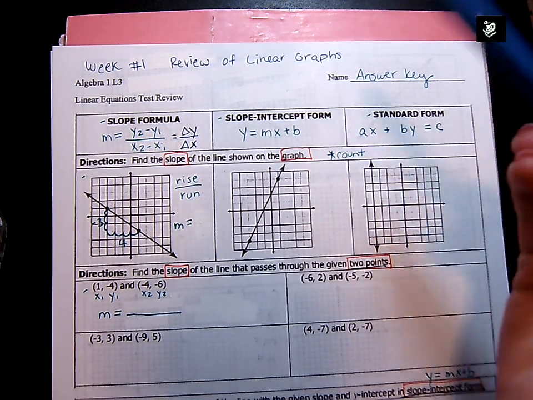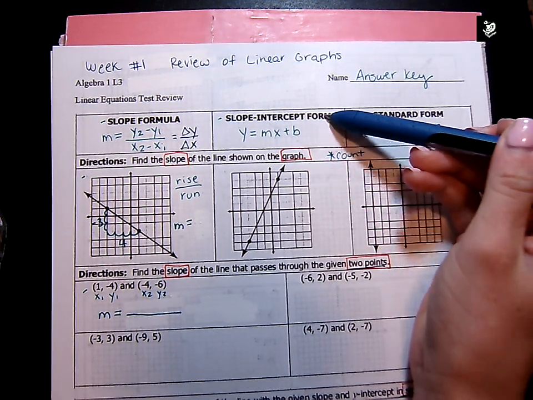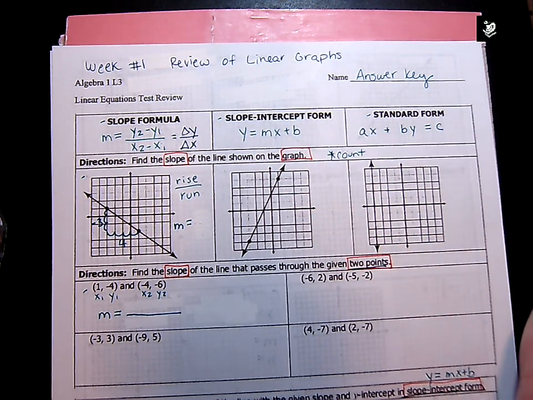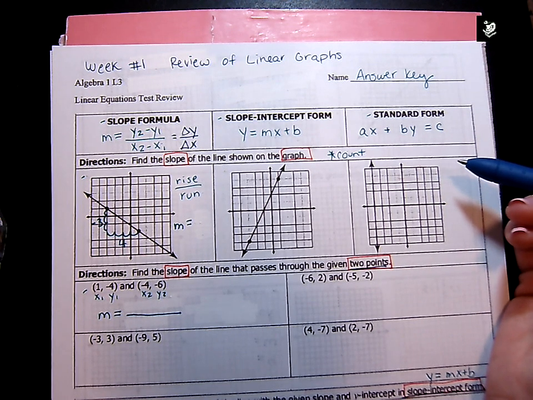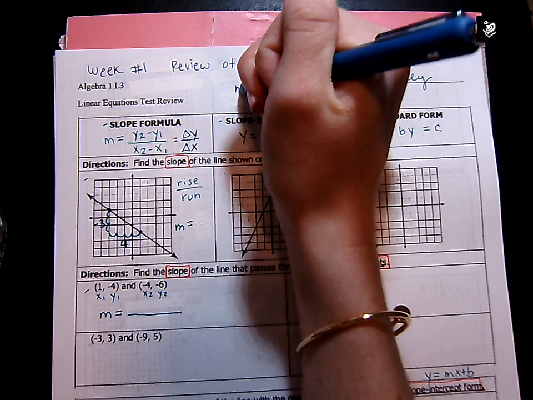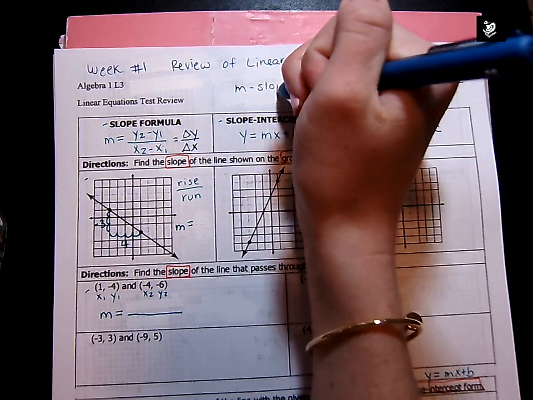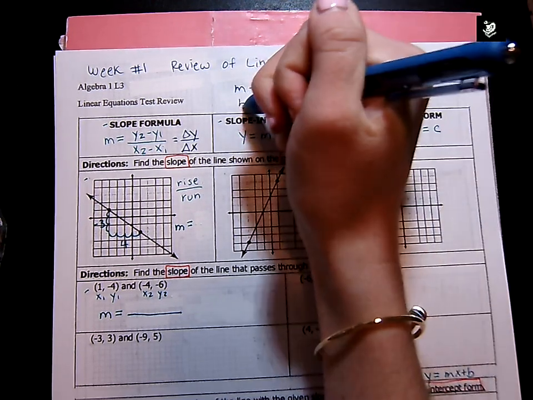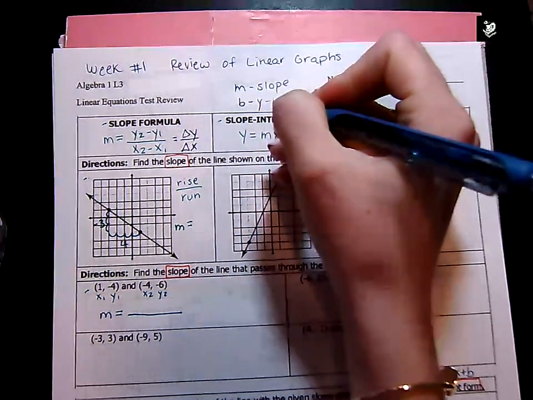Then we have our slope-intercept form. So we have y equals mx plus b. See if you can remember, what does m stand for and what does b stand for? M stands for the slope, and b stands for our y-intercept.